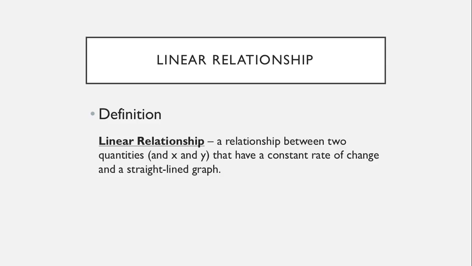an x and a y, I made a little typo there, that have a constant rate of change and a straight line graph. So in order for the relationship to be linear, it must satisfy both of these requirements. It has to have a constant rate of change and a straight line graph. It's almost impossible to have a straight line graph without a constant rate of change, which we'll talk a little bit about later, but it has to have both of these.